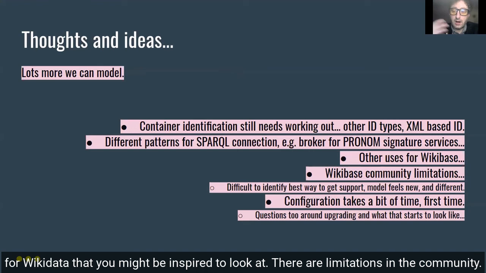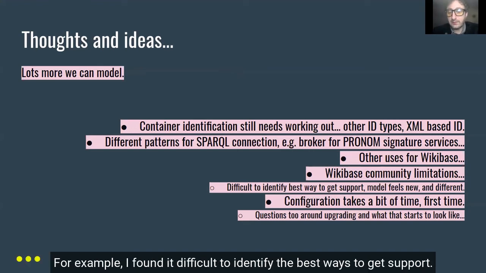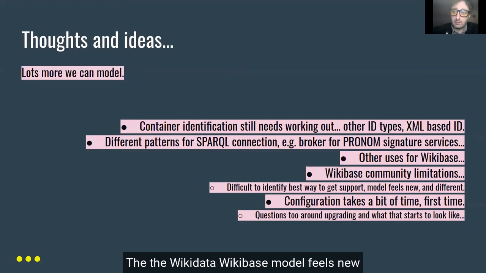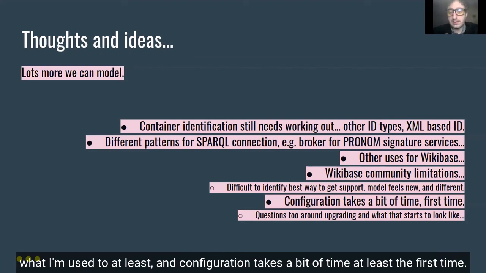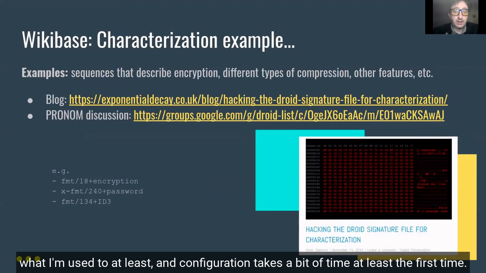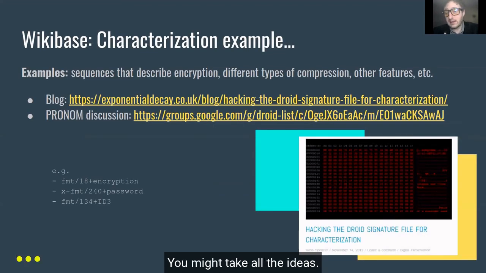There are limitations in the community. For example, I found it difficult to identify the best ways to get support. The Wikidata Wikibase model feels new and it feels different to what I'm used to, at least. And configuration takes a bit of time, at least the first time. You might take old ideas.